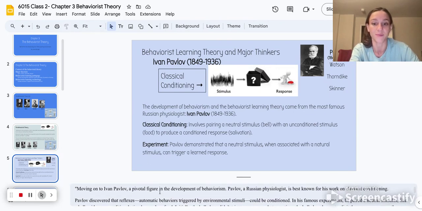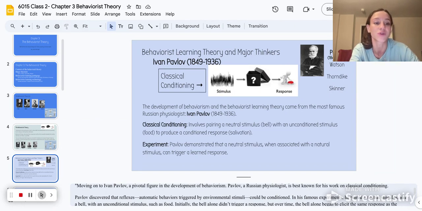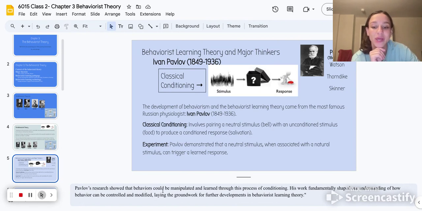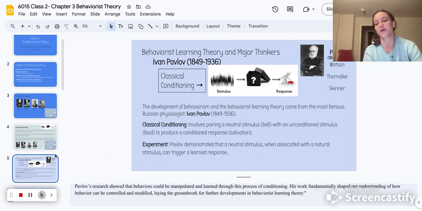The development of behaviorism and the behaviorist learning theory came from this Russian psychologist, Pavlov. So he discovered that reflexes, which are automatic behaviors that are triggered by environmental stimuli, could be conditioned. In his famous experiments, he paired a neutral stimulus, like a bell, which we're probably familiar with, with an unconditional stimulus, such as food. So initially, the bell alone didn't trigger a response, but over time, the bell began to elicit the same responses as the food. So his research showed overall that behaviors can be manipulated and learned through the process of conditioning. His work fundamentally shaped our understanding of how our behavior can be controlled and or modified, laying out the groundwork for further developments in the behaviorist learning theory.